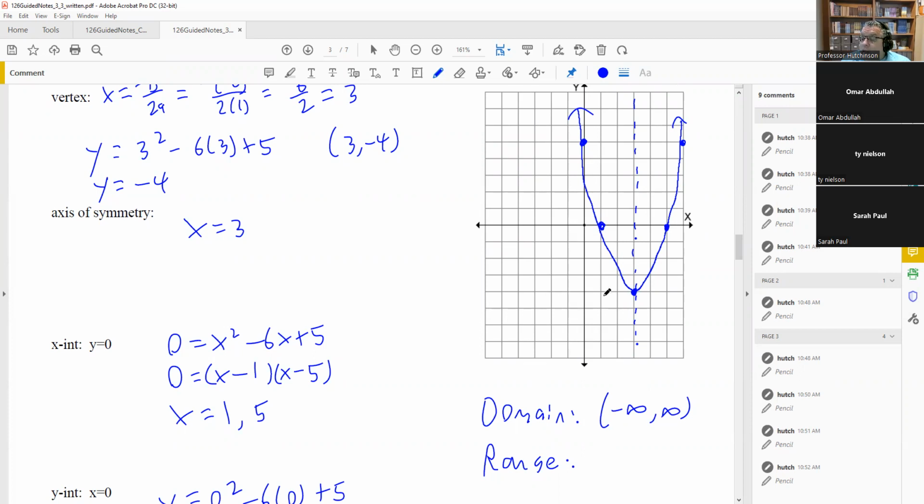The range has to do with the vertex. The lowest point we see on this graph is at -4. So that's going to be -4, and we put it with the bracket because that point's included. And that's going to go all the way to infinity. So we go from -4, the bracket, all the way up. There's no part of the graph that exists below -4, so that's why we have -4 here for starting out the range. The range is just the y values the graph uses. And we've now answered everything for that particular question.